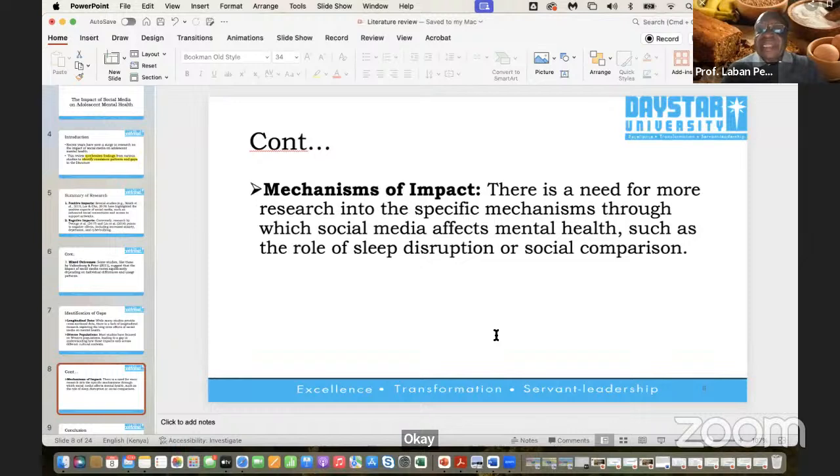Mechanisms of impact. There is need for more research into the specific mechanisms through which social media affects mental health, such as the role of sleep disruption or social comparison.